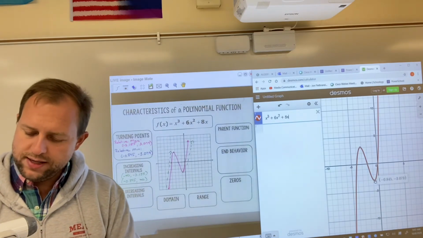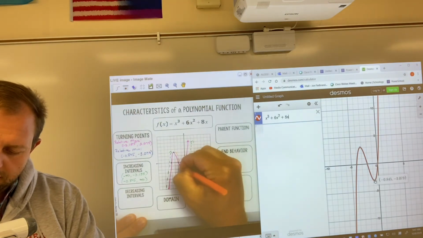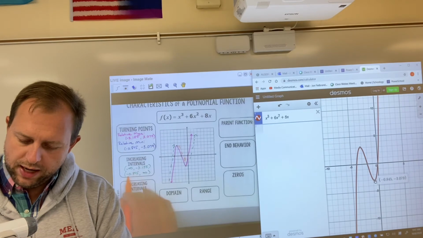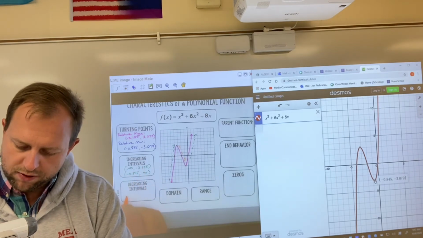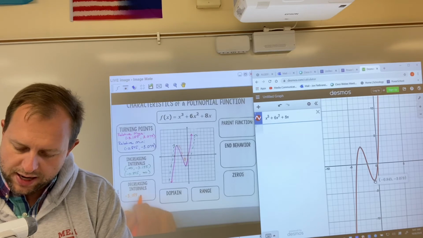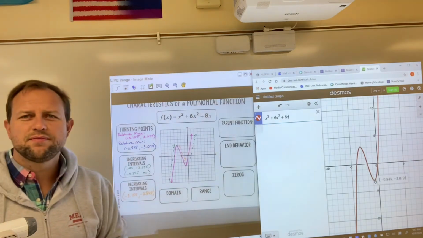The decreasing interval is where we're heading down the roller coaster. So that'll be between these 2 points, -3.155 on the x and -0.845 on the x.